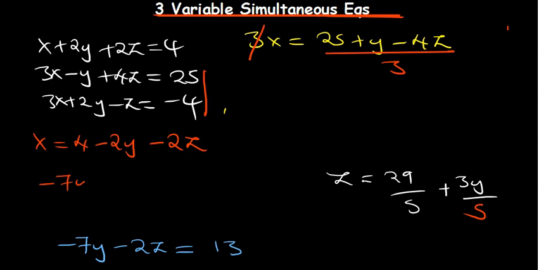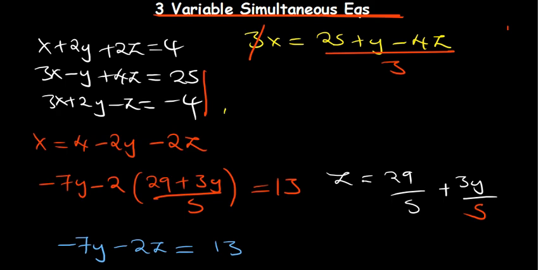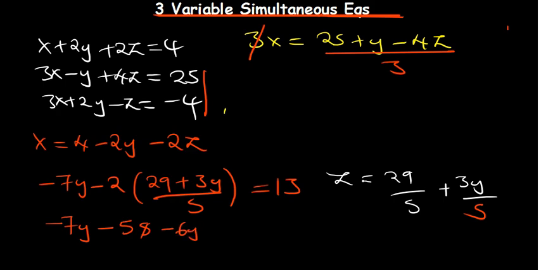So I have negative 7y minus 2. So for our z we have 29 plus 3y. And then we can just combine the common denominator 5, is equal to 13. Okay. So what do we have? Negative 7y, and then multiply by the 2. So 29 by 2 is what? 58. So minus 58, and then minus 6y, of course. This is all divided by 5 is equal to 13.